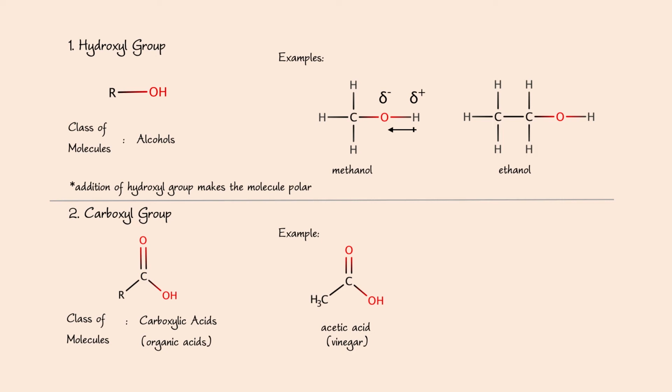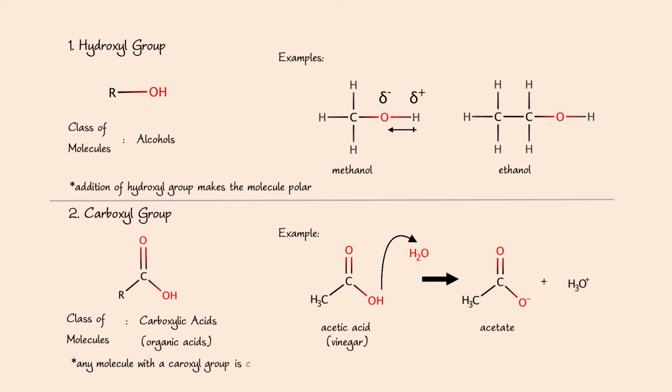The proton in the carboxyl group of the acetic acid can be donated to a water molecule to form an acetate and hydronium. The ability to generate hydronium is why any molecule with a carboxyl group is considered an acid.